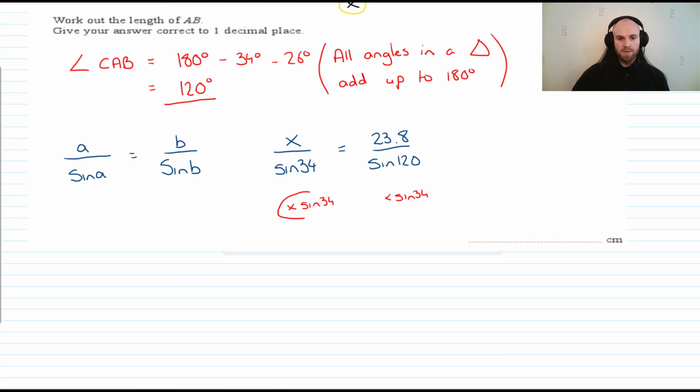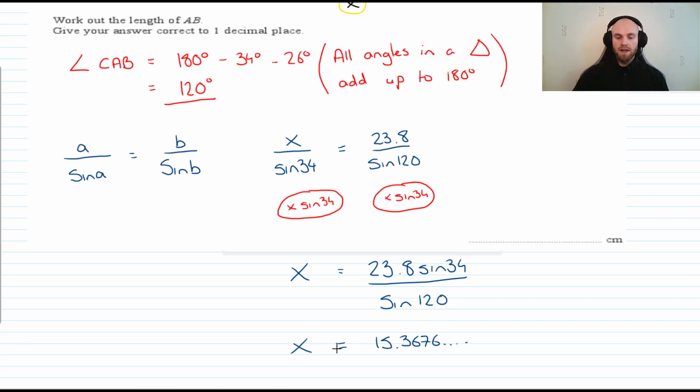So if we multiply both sides by sine 34, this allows us to get x on its own. So we're going to have 23.8 sine 34 divided by sine 120. That is going to give us x equals 15.3676 and so on. And to 1 decimal place, we just round up here, so it's going to be 15.4 centimetres.